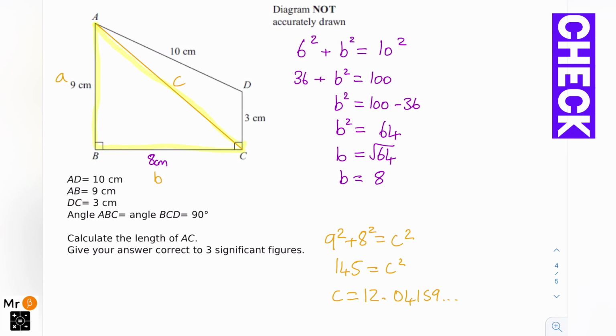So we now read our question. It tells us it wants the answer to 3 significant figures. We know that our third significant figure is our 0, so we draw a line after it. That tells us to look at our fourth significant figure. We can see that it's not 5 or more, so therefore our number stays exactly the same at 12.0 centimetres.